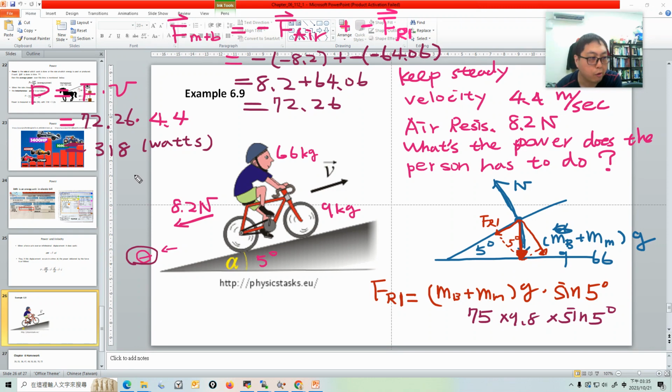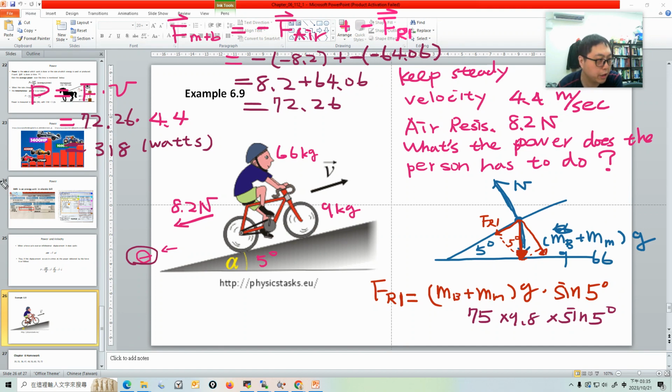So when you're biking on a surface, you have two resistances. One is air resistance. The other resistance comes from your weight. So you have to consider both. And add another condition, the surface friction coefficient.